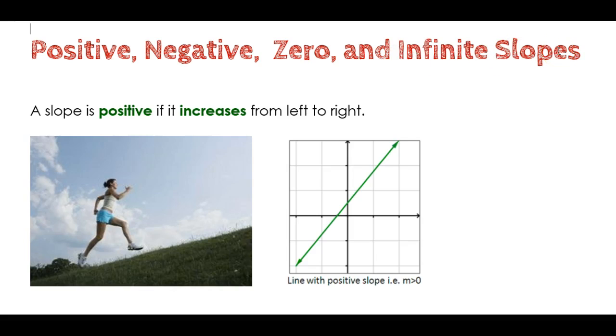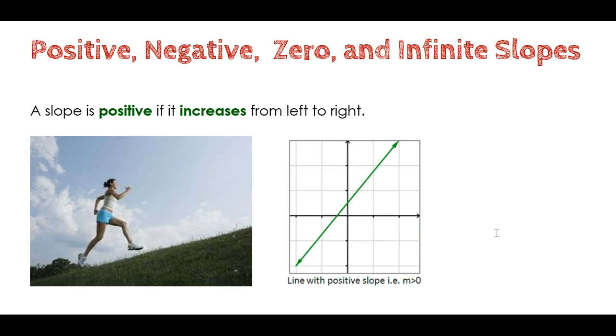All of the examples that we've looked at so far have been examples of positive slopes. And how do we know it's a positive slope? Well, we're going to see it increasing from left to right, right? So this is a slope that is going up as my numbers are increasing, right? So a real life example of that would be if you are running up a hill. So that's a positive slope.